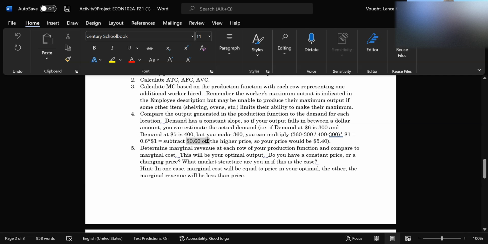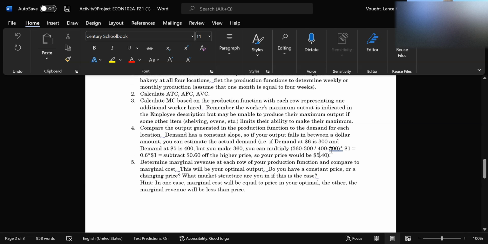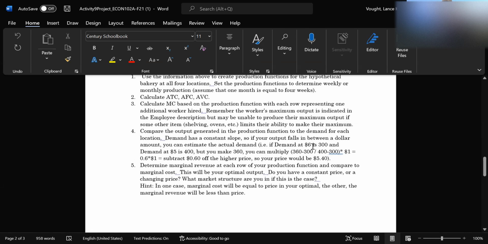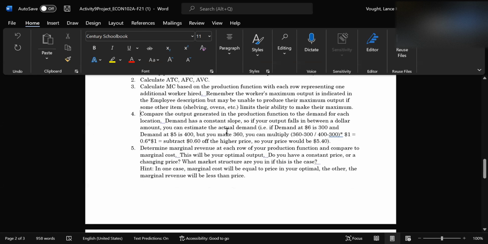So that means you take 60 cents off of the higher price. So 60 cents off of 6 is 5.40. So you're not going to sell at 5, you're going to sell at 5.40. Because it's a linear demand curve, you can do that. Because that's something I think we're pretty much going to have to do on every one of them because we're never going to meet the exact number, I don't think.